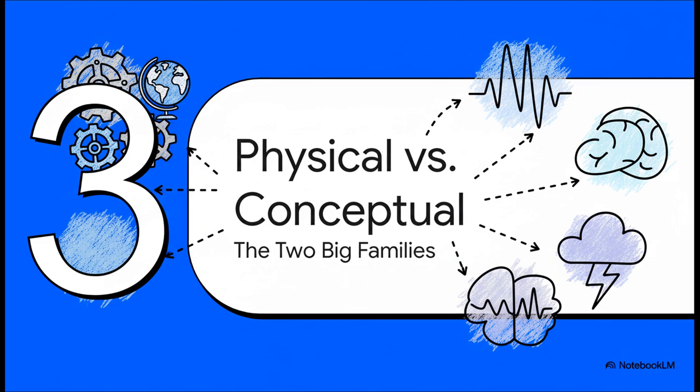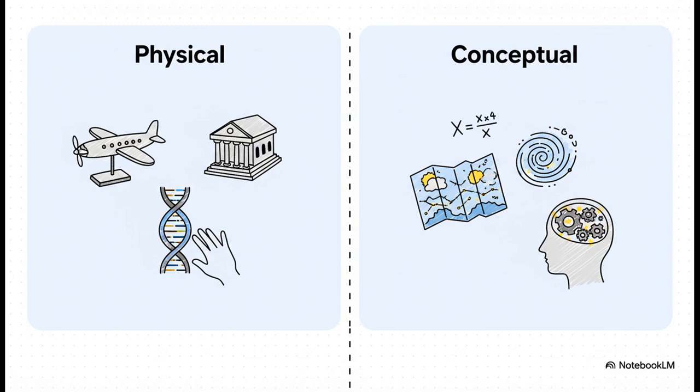Okay, so now that we've got that blueprint, we can start putting models into different buckets. And broadly speaking, pretty much every model you can think of falls into one of two big families: physical models and conceptual models. The difference is actually pretty straightforward. Physical models are, well, physical. They're tangible things you can actually touch. They could be smaller than the real thing, like a model car, or sometimes even bigger. Conceptual models, on the other hand, are abstract. They're built out of ideas, out of language, out of math.